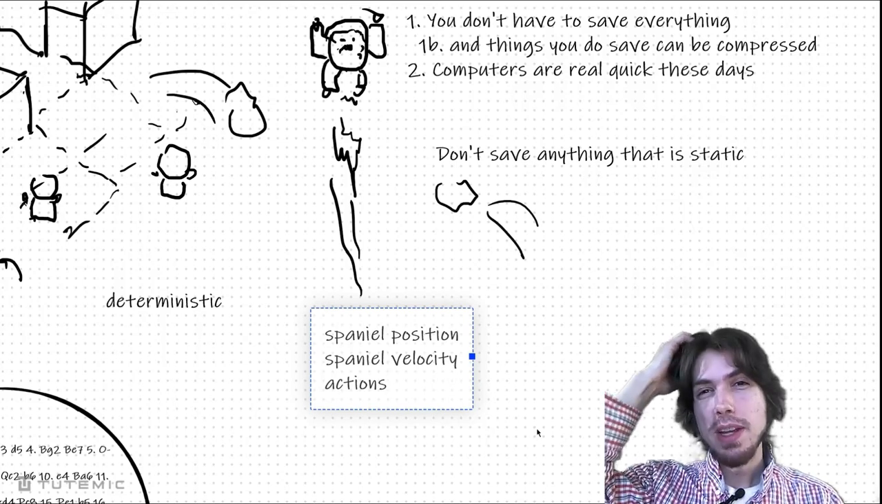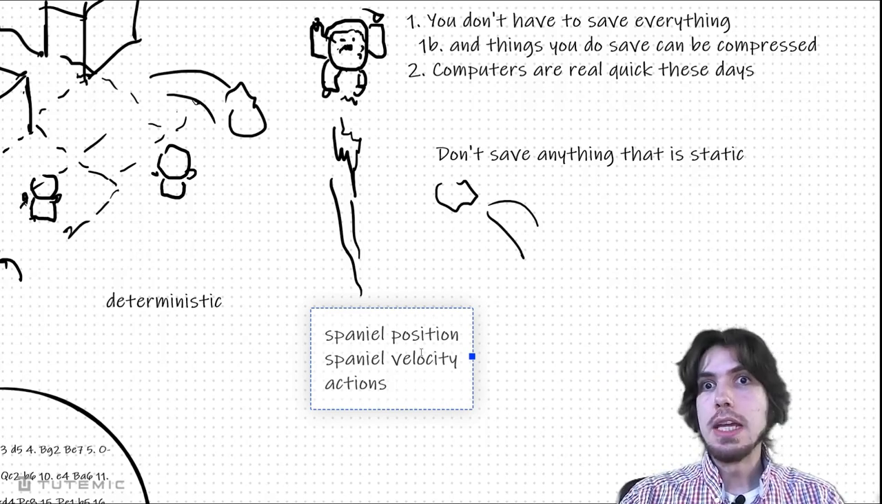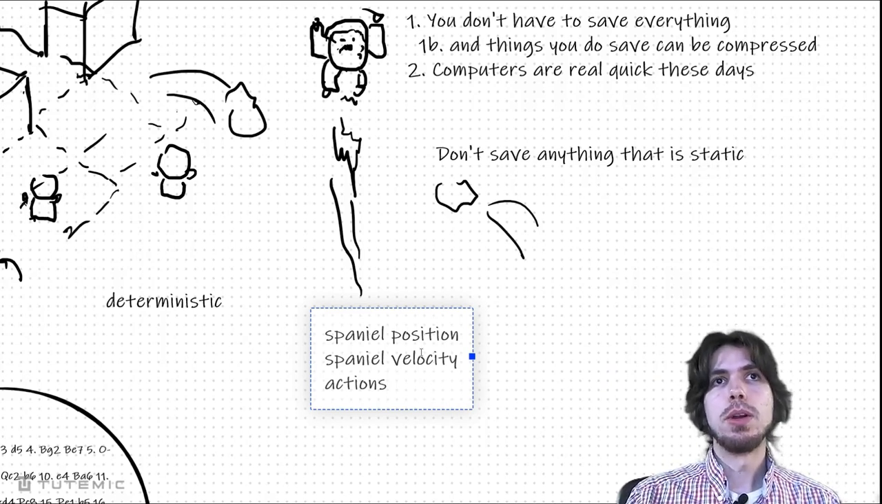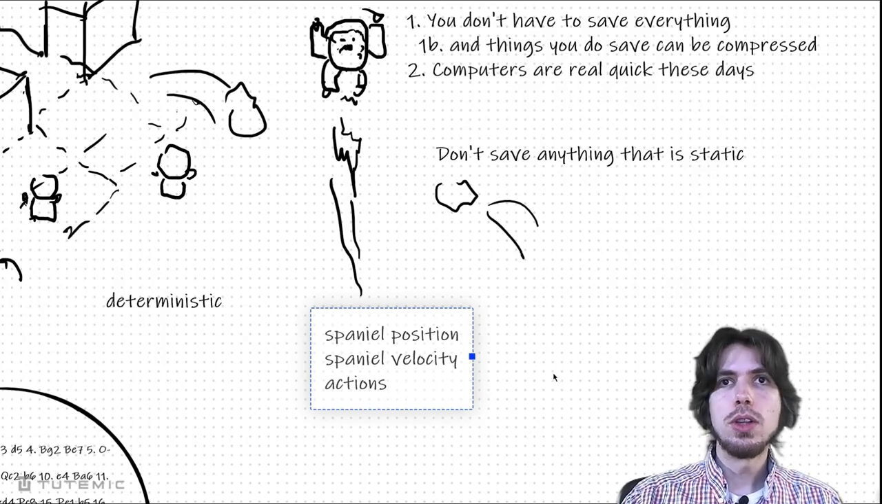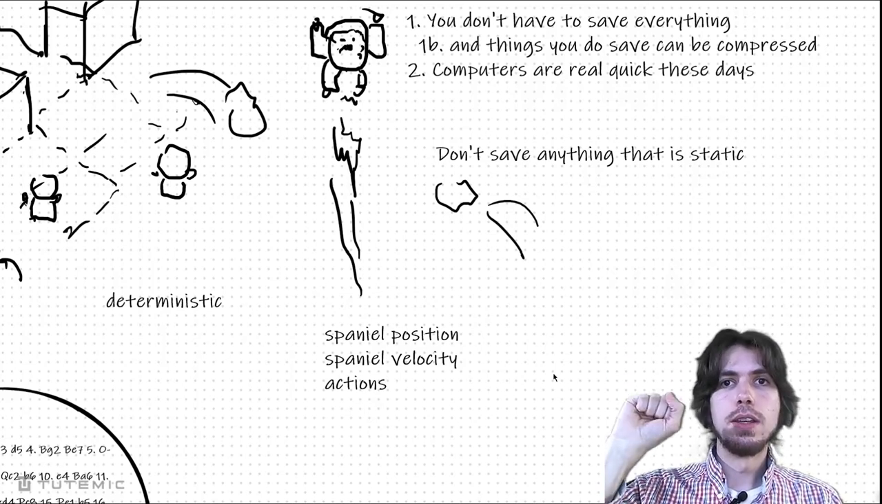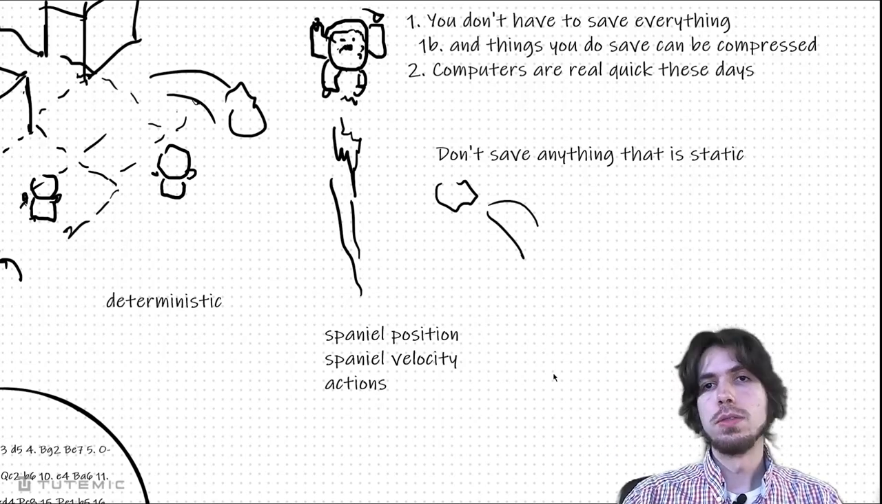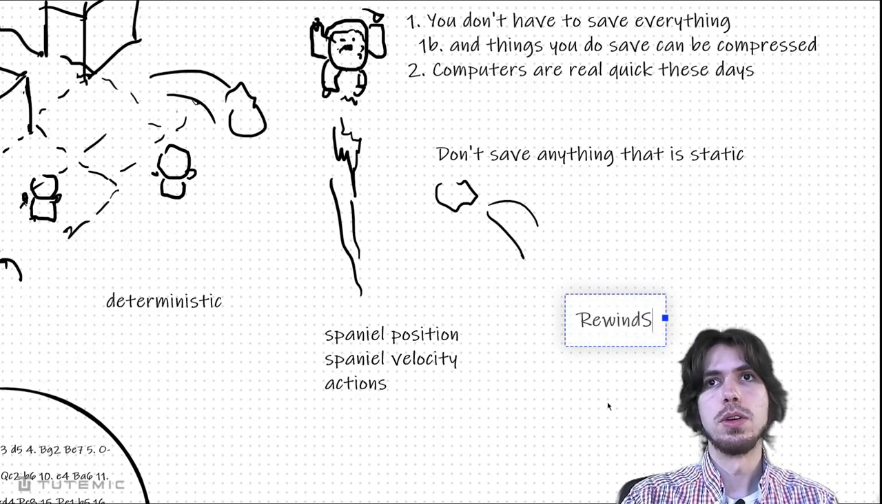Perhaps, maybe, maybe not. It depends on the game that you're trying to make. But you're also going to have to remember each of the spaniel positions, and each of the rock's positions and each of the rock's velocity. So potentially you'll have some kind of controller or a manager that is keeping track of all of the different rewindable objects, right? Some kind of rewind system.